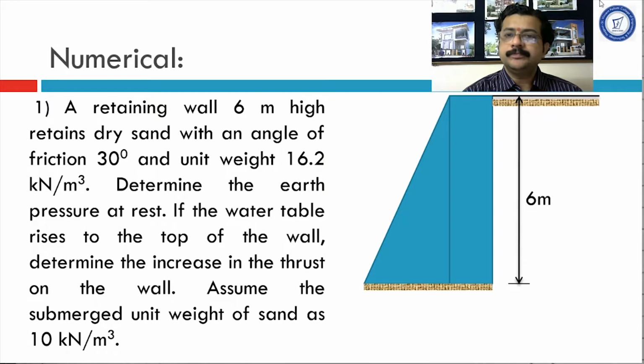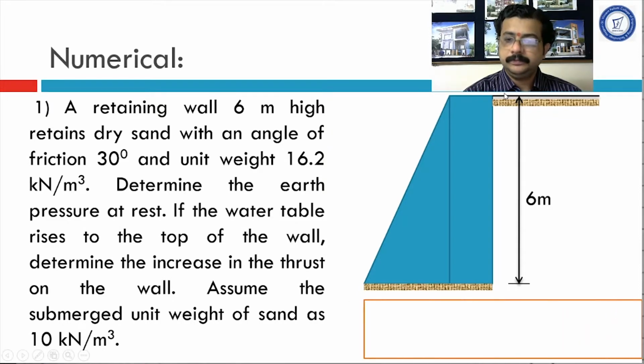This is the diagram. In this diagram we can see this is the retaining wall. Its height is 6 meter. This is the level of the backfill, top surface of the backfill. Now what is the information given? Height of the retaining wall is given. What type of soil are we retaining? It is a dry sand. Angle of internal friction is 30 degree and its unit weight is 16 kilonewton per cubic meter.